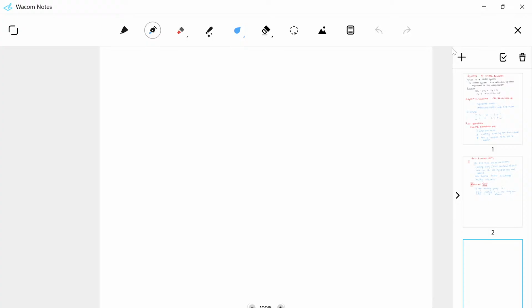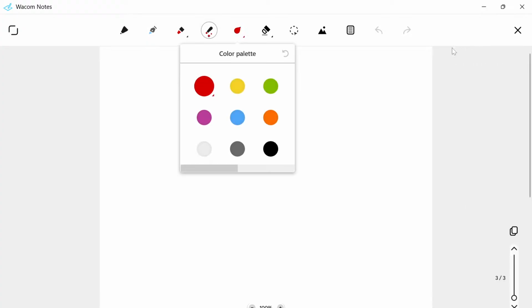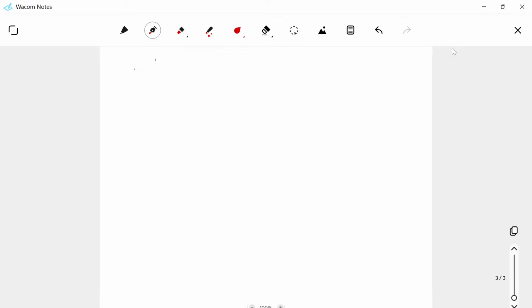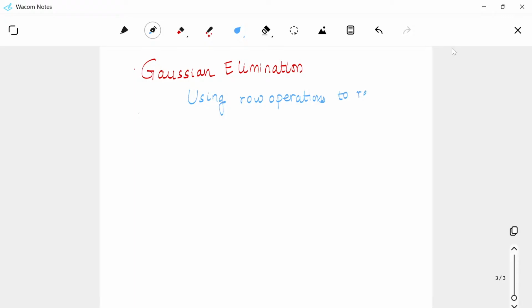Then you have Gaussian elimination. Here you are using row operations to reduce the augmented matrix to REF or RREF. It's about to solve.